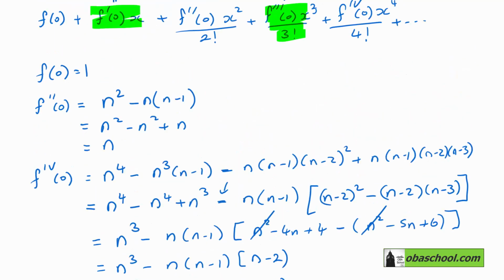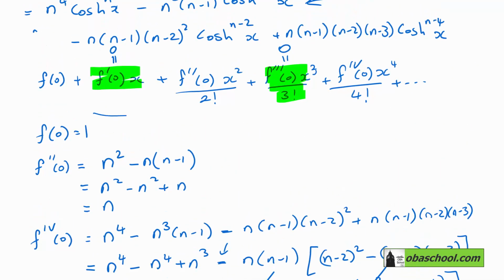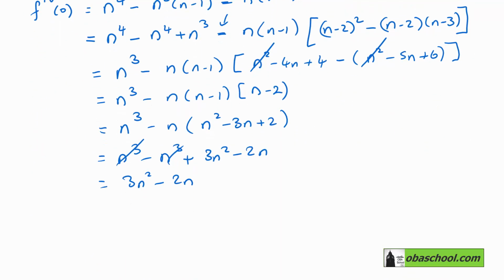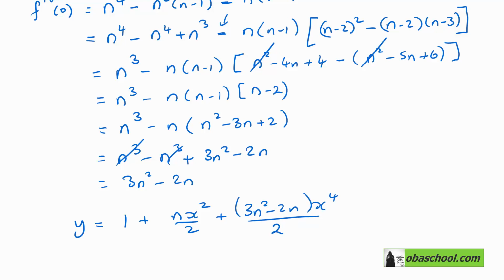And now we have those coefficients. All we need to do is substitute them in up here. And so we will get that y is equal to 1 plus nx squared over 2 plus 3n squared minus 2n x to the 4 over 4 factorial, which is 24.